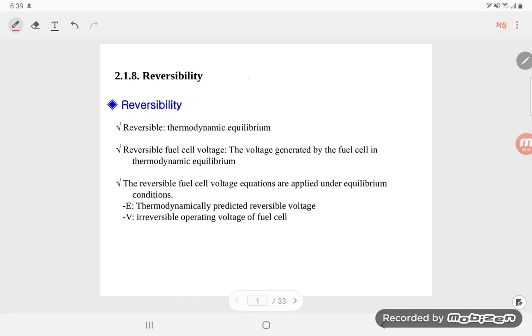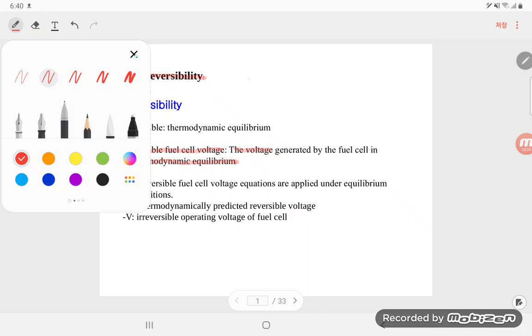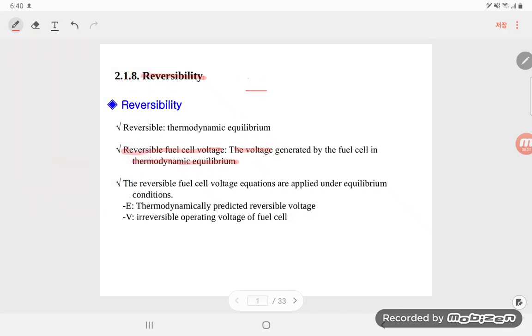Okay, now let's take a look at the reversibility. The reversible fuel cell voltage means the voltage generated by the fuel cell in thermodynamic equilibrium. So it means the ideal fuel cell voltage. So you can think that reversible is the same word as ideal. The ideal fuel cell voltage.